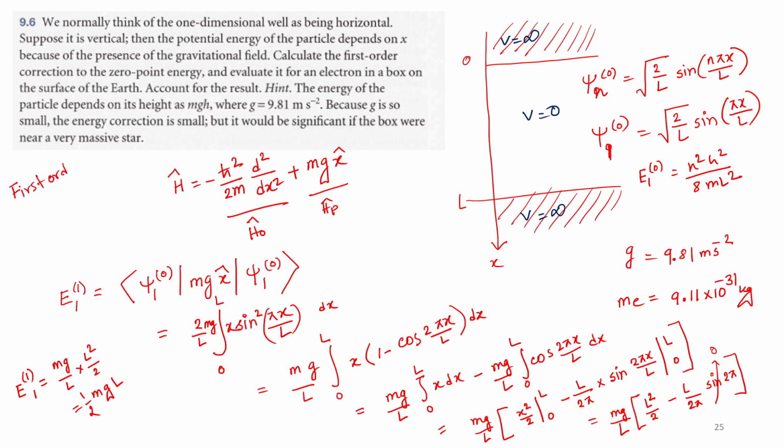First order correction to the energy is lambda E11 for a particle in a box. That's why I take this for the ground state. Now the energy of the particle depends on height as mgh. So that's all. Now this is not the perturbation, but E11.